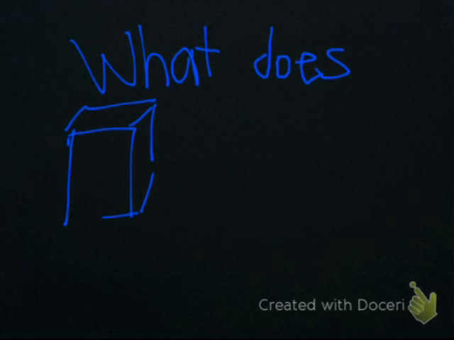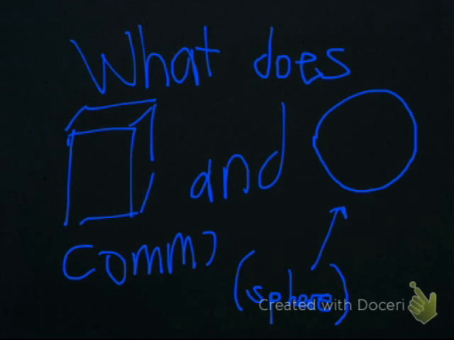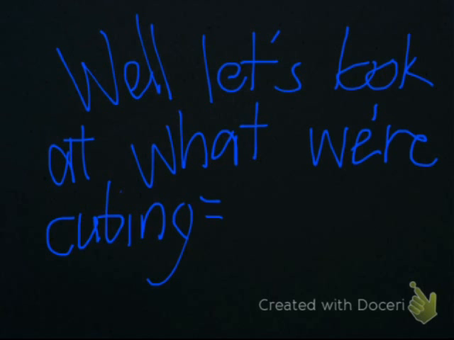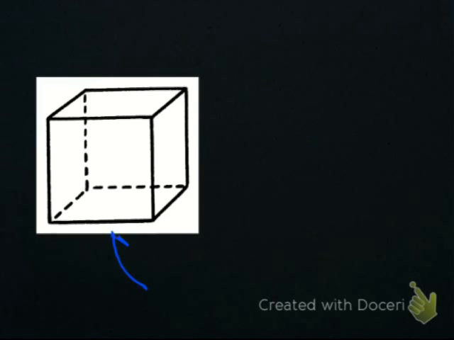So, why is this so? What possibly can a cube and a sphere have in common? By the way, it's a sphere. Again, bad drawing. Well, let's find out. Why would they both have cube roots? Let's look more into that. So let's look at what we're cubing. We're cubing the radius in the sphere and the edge in a cube.